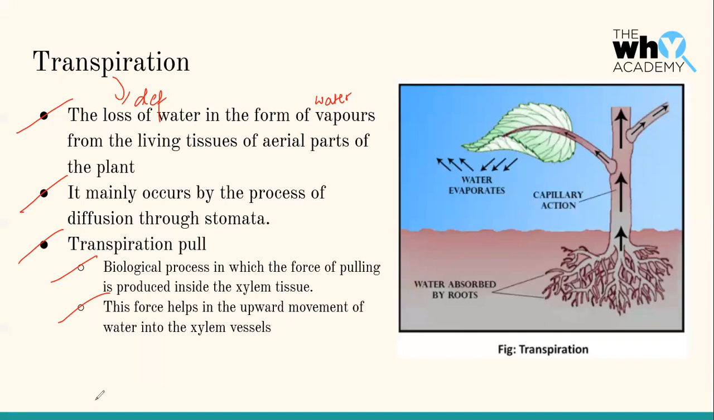Okay. Now you need to understand what is transpiration pull. Okay. So this is the definition of transpiration pull. Basically, it is the biological process in which the force of pulling is produced inside the xylem tissue. And this force helps in the upward movement of water into the xylem vessels. Okay. Let me know once you've taken it down, I'll explain it to you what exactly they're trying to say.